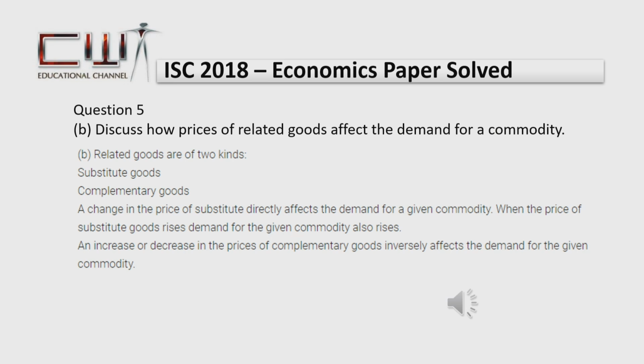Discuss how prices of related goods affect the demand for a commodity. Related goods can be of two kinds: substitute goods and complementary goods. A change in the price of substitute directly affects the demand for a given commodity. When the price of substitute goods rises, demand for the given commodity also rises. An increase or decrease in the price of complementary goods inversely affects the demand for the given commodity.